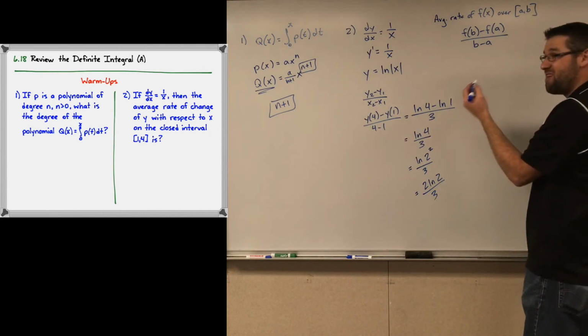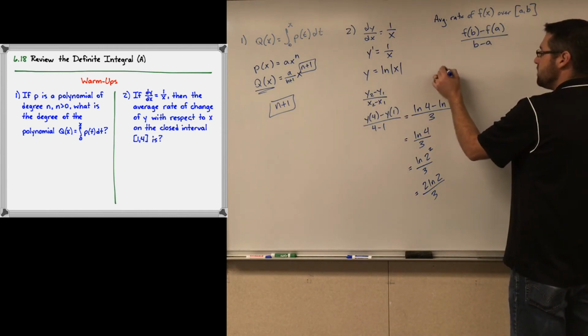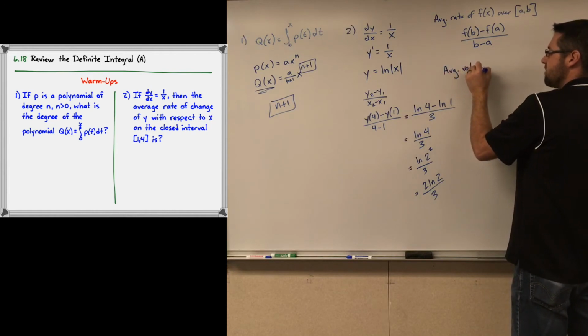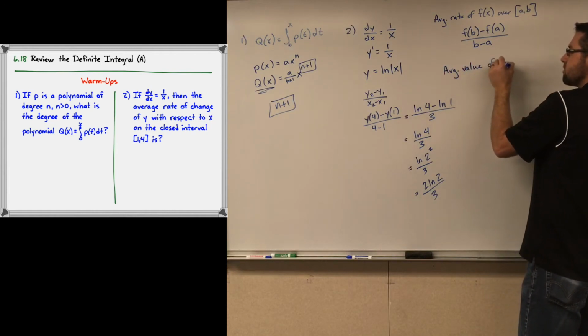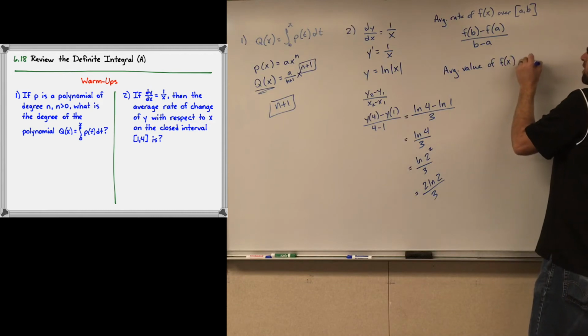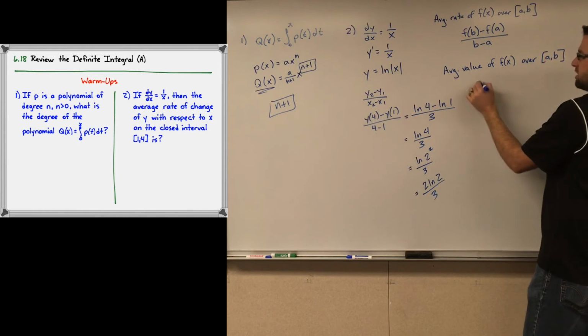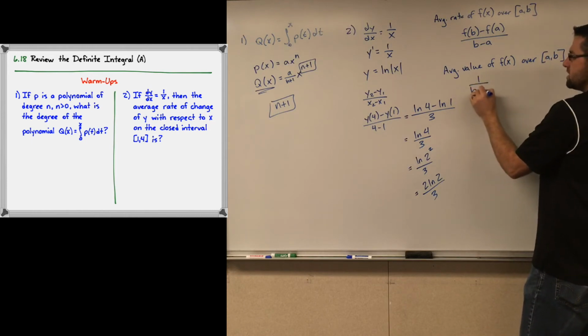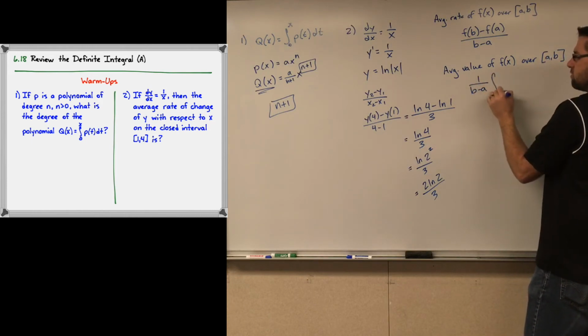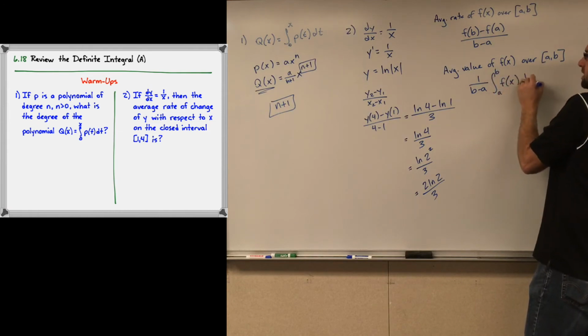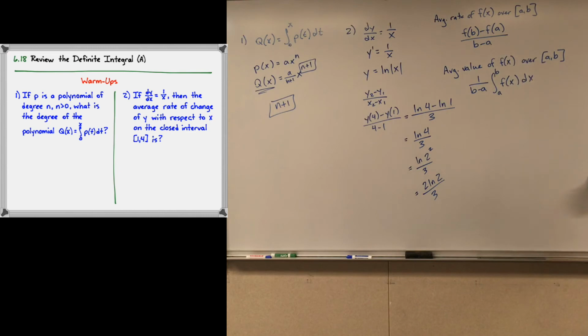If we look at average value, well, the average value of f over a to b would be written like this: 1 over b minus a times the integral from a to b of f of x dx. Now, these are not the same thing, but if I rewrite something just a little bit, it actually ends up being the same thing, and here's why.